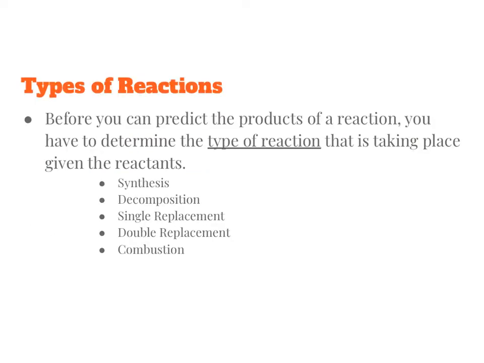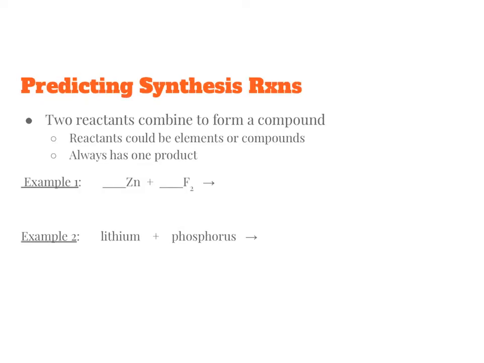Okay, so before you can predict the products of a reaction, you have to determine the type of reaction that is taking place. We previously did this by looking at an entire equation, but now we're just going to be given the reactants. Recall the 5 types of reactions: synthesis, decomposition, single replacement, double replacement, and combustion. I'll take you through some examples for each of these types of reactions to help you acquire the skill of predicting products. Okay, so the first one we're going to talk about today is predicting synthesis reactions.